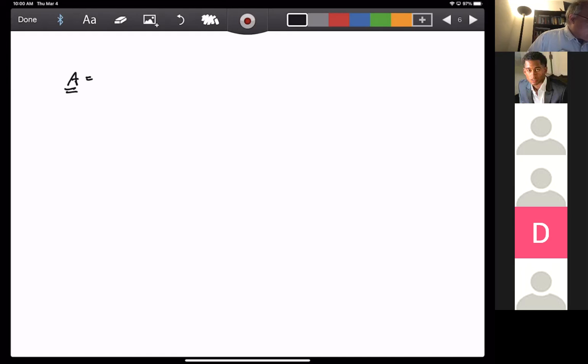So let's try an example. Say we have a 4x4 matrix.